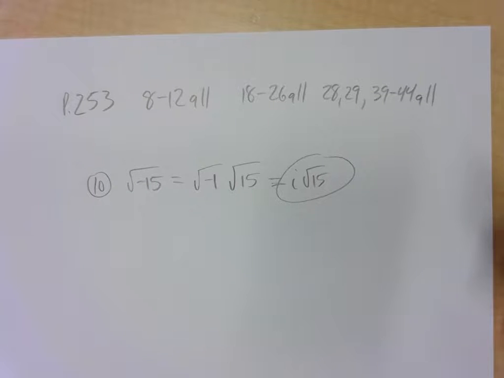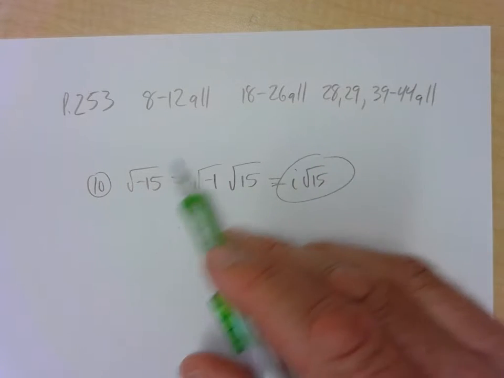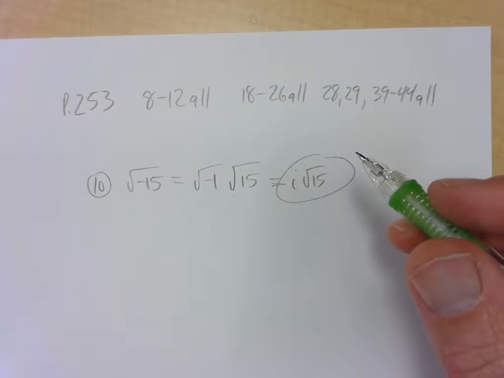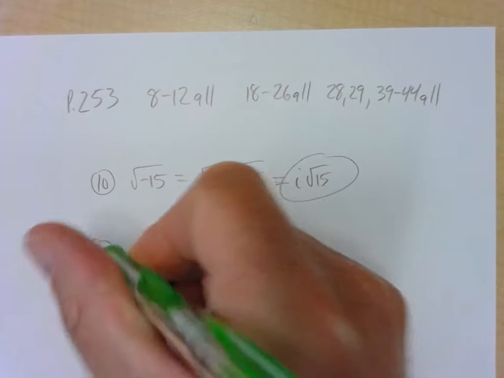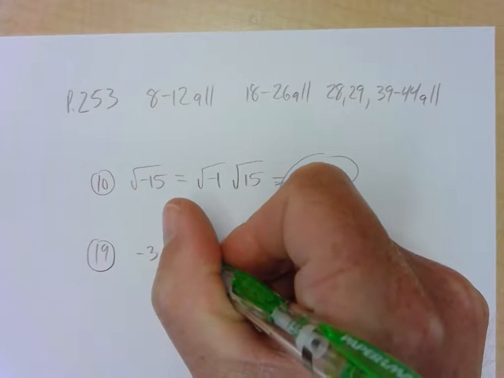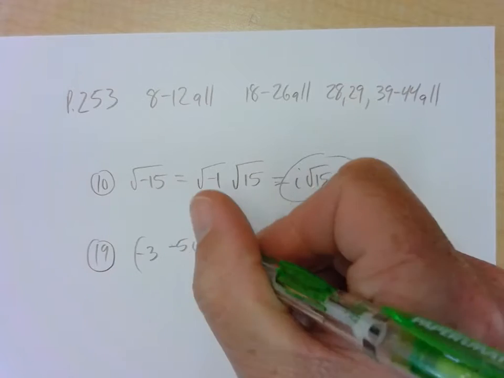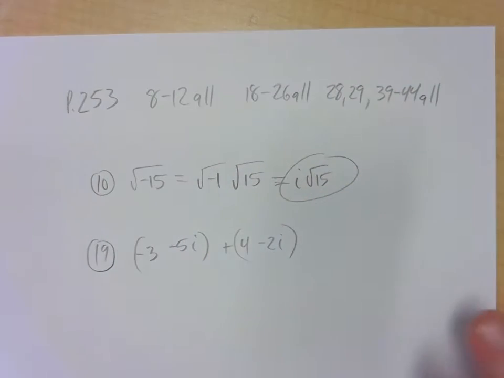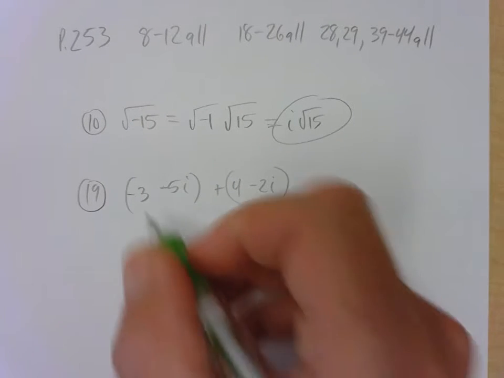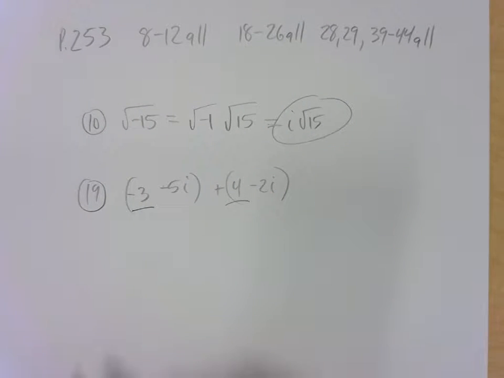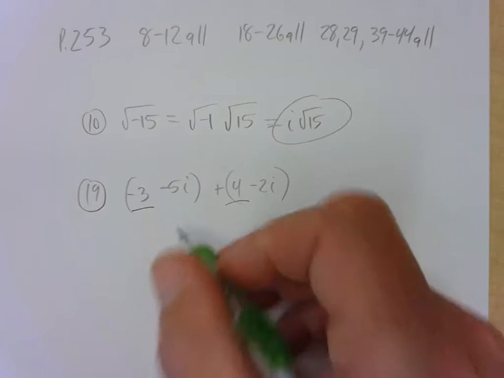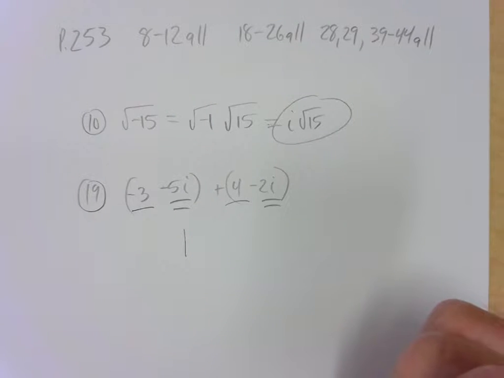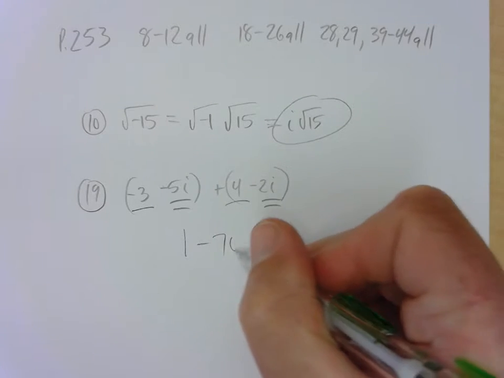Picking out another one, in the next section, on the 18. At 18 you're adding, 19 you're adding, so let's look at 19. So we're just adding together negative 3 minus 5i, and then plus 4 minus 2i. So we just collect our like terms together, just like I showed you. So these two go together, that'd be 1. These go together, you borrow 5 from your aunt, 2 from your uncle, you owe them 7.